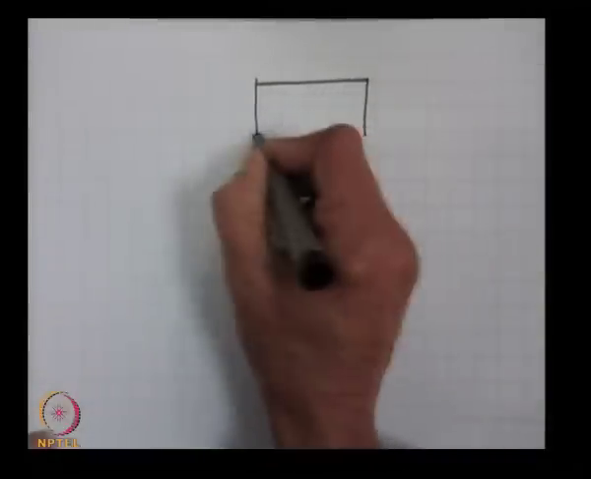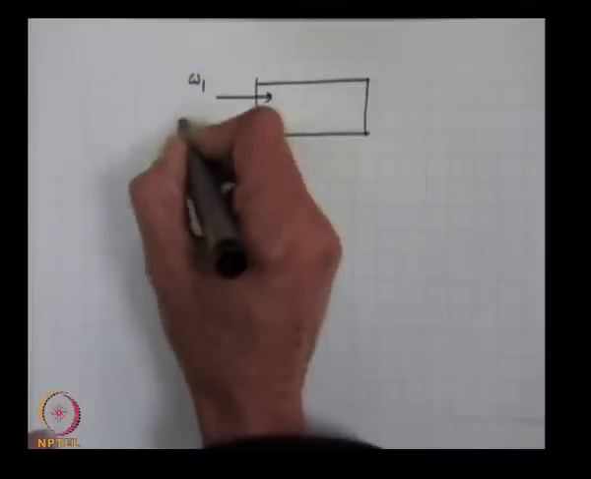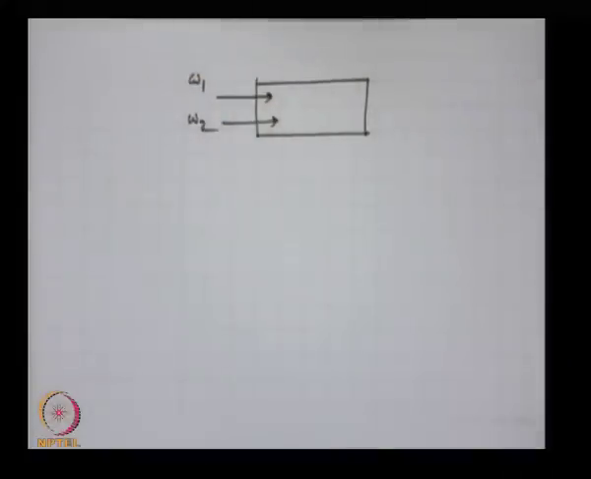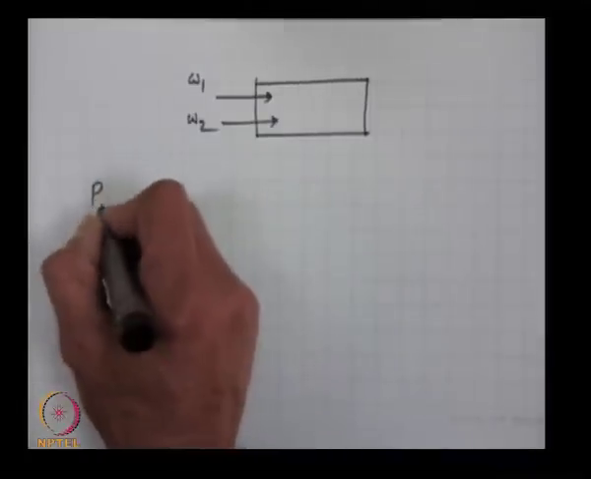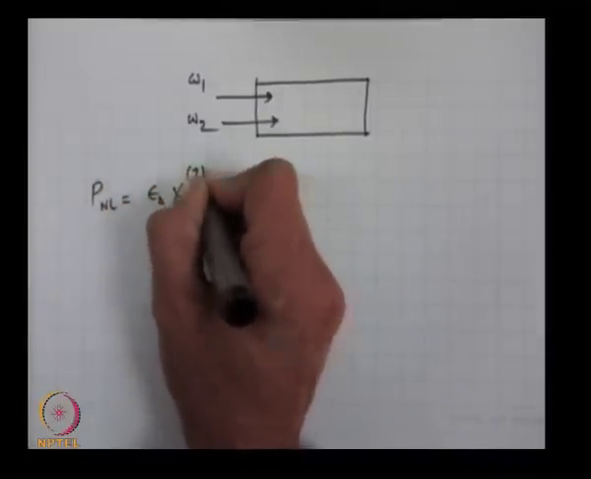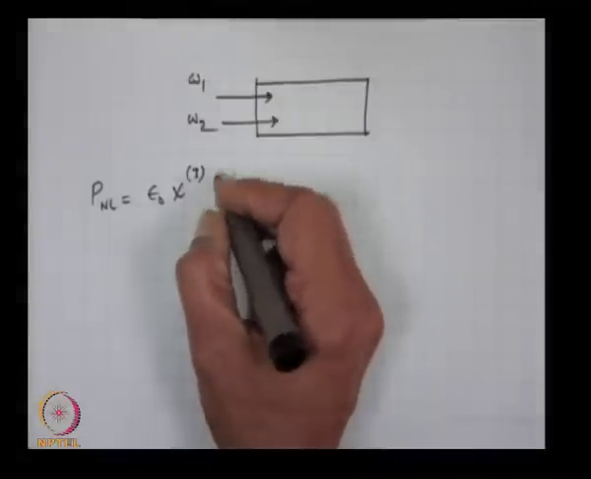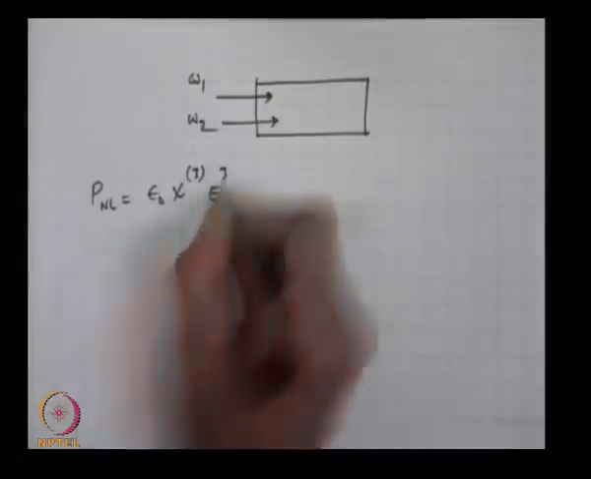Okay, so next what we are going to do is, instead of one frequency, I want to put in two frequencies. So what will be the effect of this? So P nonlinear is epsilon 0 chi 3 into the total electric field cube, E cube. So what is E?